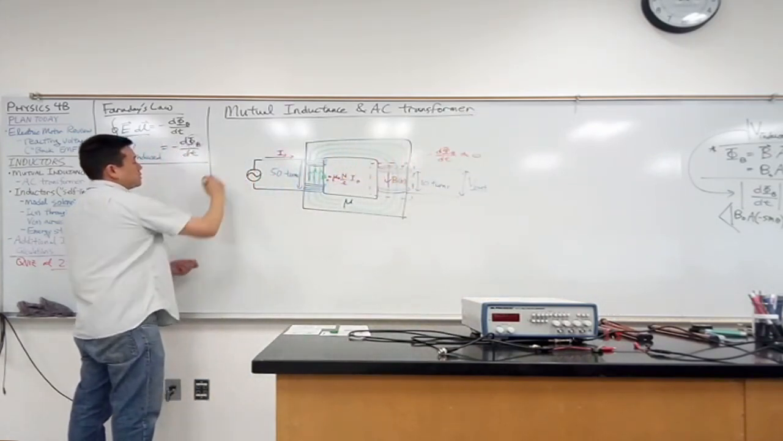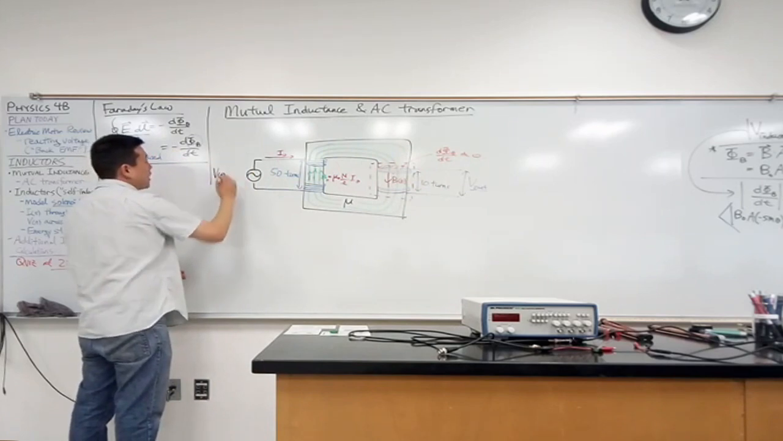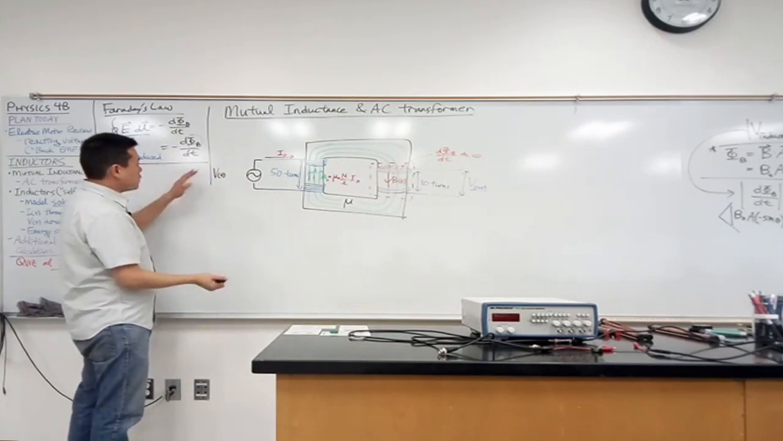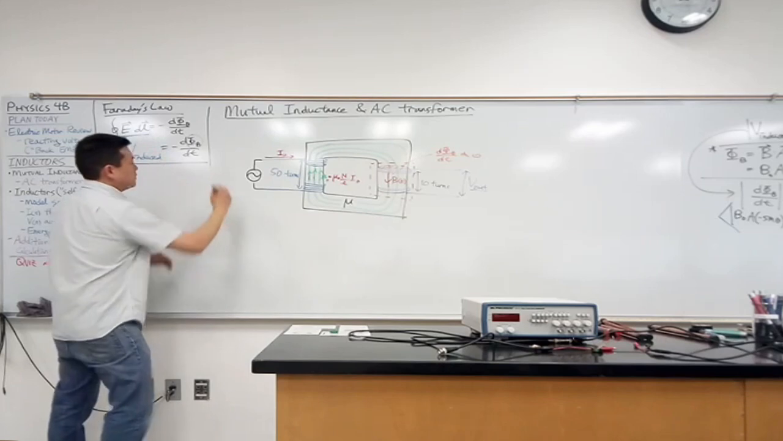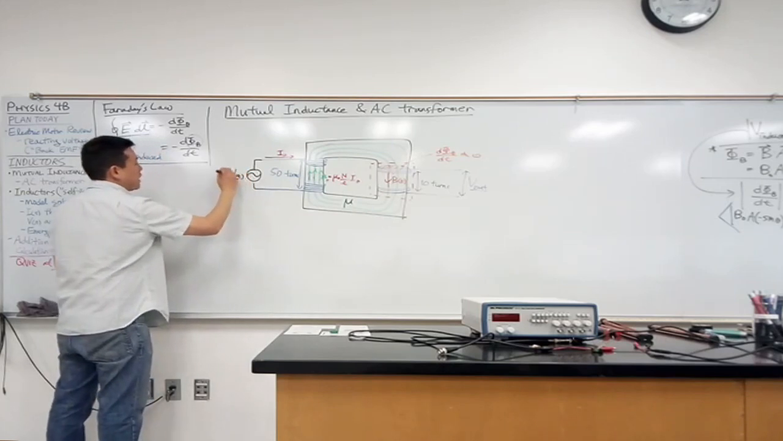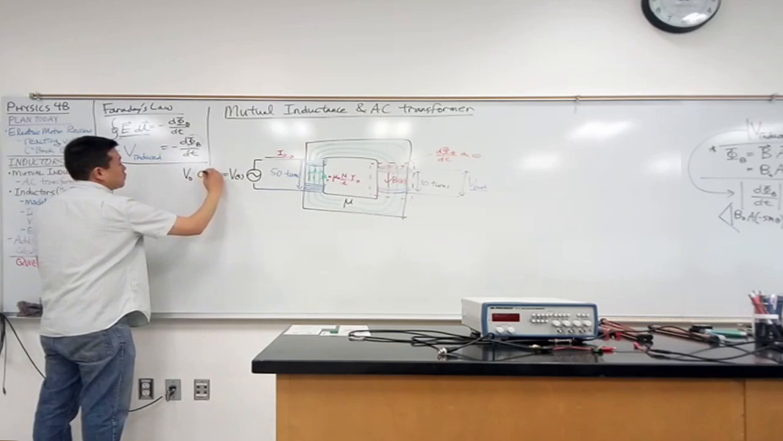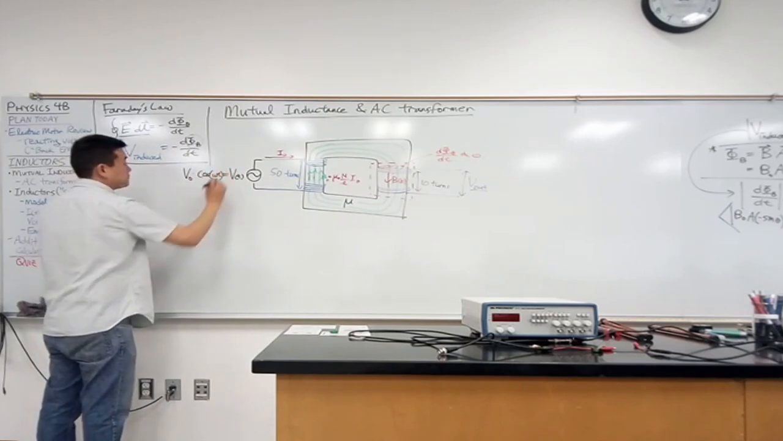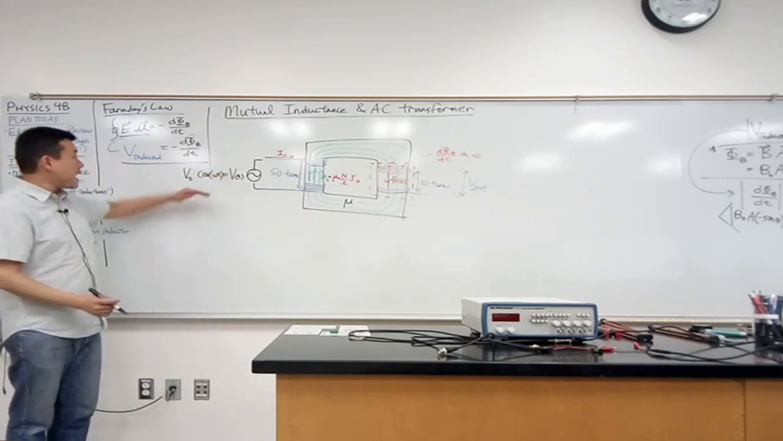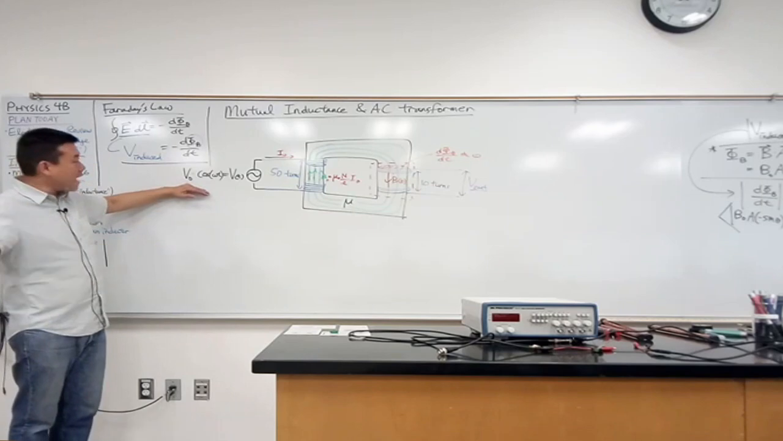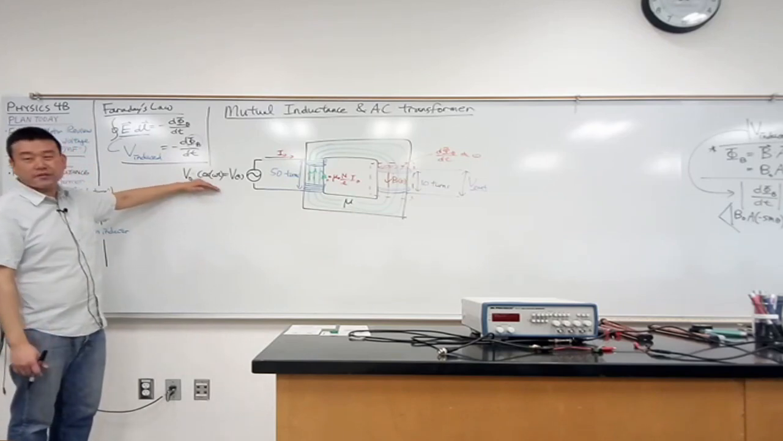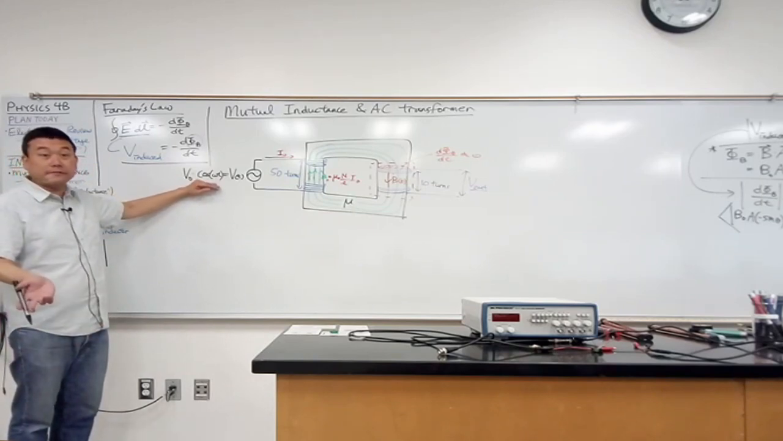So let me call this voltage as a function of time. And just for the sake of completeness, I'm going to call it this: voltage as a function of time is equal to some amplitude times cosine of omega t. Some sinusoidal wave. It doesn't have to be sinusoidal, but sinusoidal is actually the simplest one we can deal with.